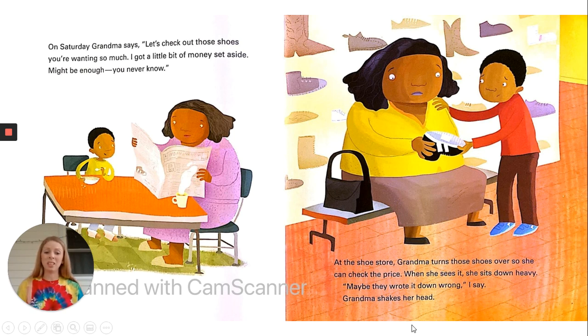When she sees it, she sits down heavy. "Maybe they wrote it down wrong," I say. Grandma shakes her head. So Grandma tried to get the shoes for him, but they were just too much money to spend on shoes for Jeremy's grandma.